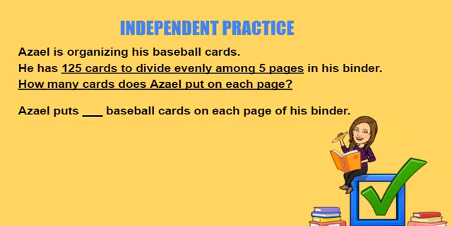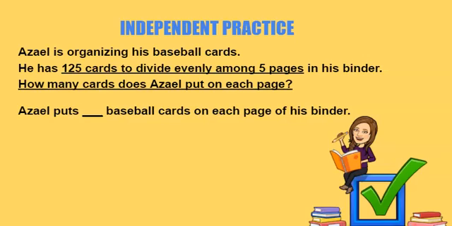Azael is organizing his baseball cards. He has 125 cards to divide evenly among 5 pages in his binder. How many cards does Azael put on each page? Azael puts blank number of baseball cards on each page of his binder.